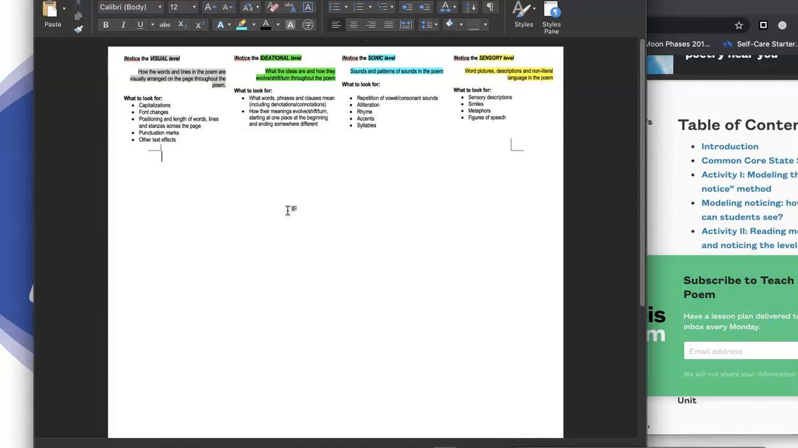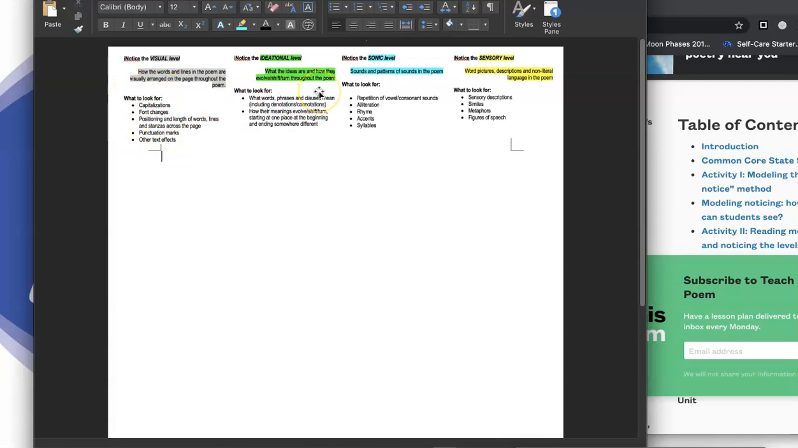So before we begin, I want to make sure that you understand the whole concept of levels of language. It comes from Louis Turco's The Book of Forms. If you're not familiar with it, it's known as the Poet's Bible in many ways. In The Book of Forms, Louis Turco breaks down the idea that all language has four levels. There's the visual level, which is how the poem looks on the page, and these are things that you could look for.